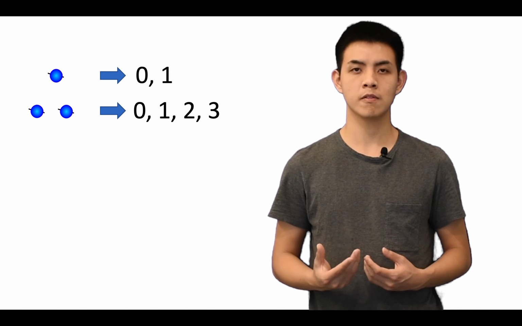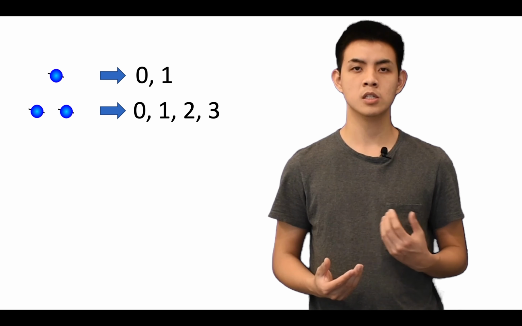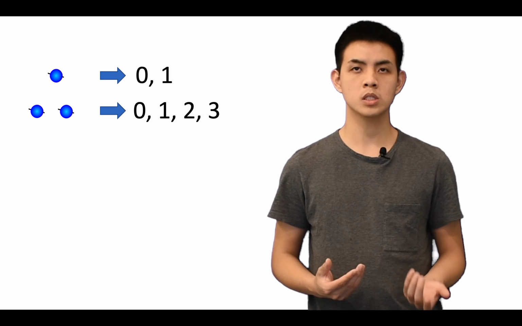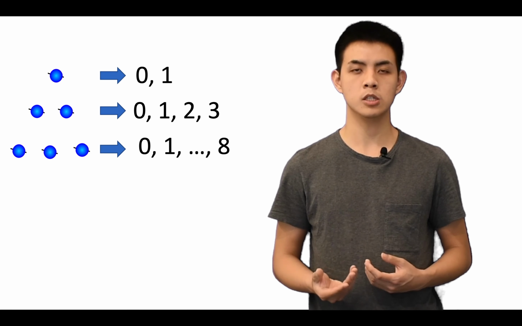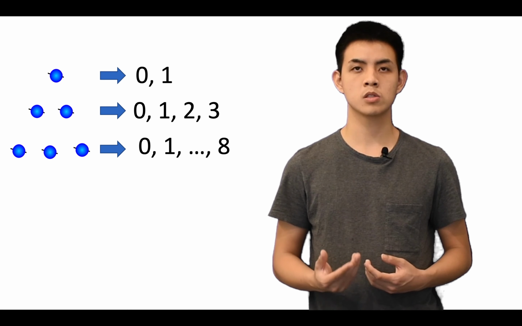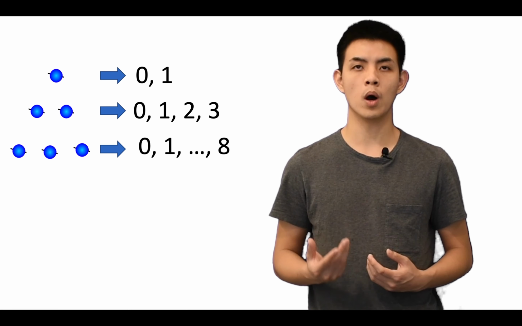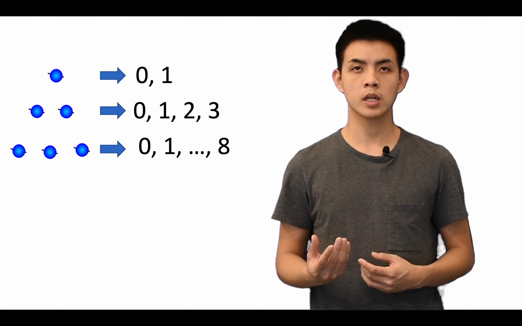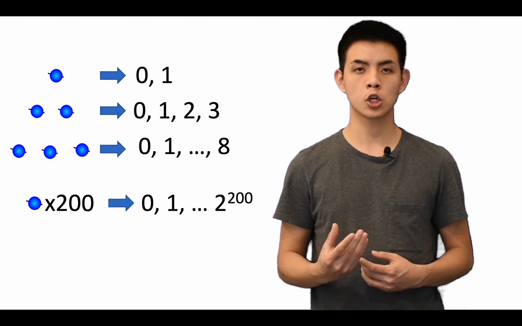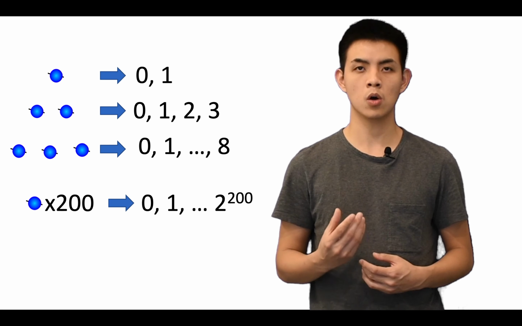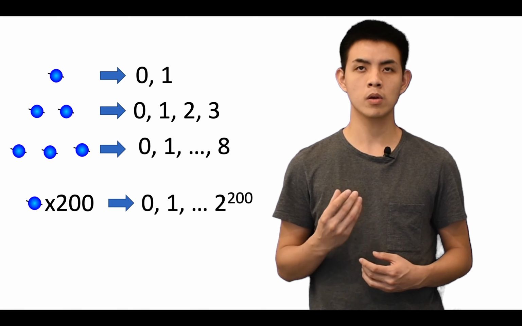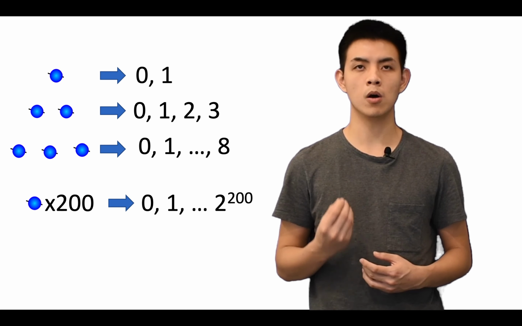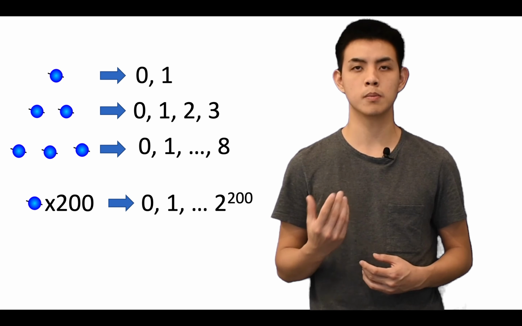When the memory block has two qubits, the block effectively stores four permutations: 00, 01, 10, and 11. Three qubits effectively store 8 permutations: 000, 001, all the way to 111. This scales up very quickly. If you are using only 200 qubits, it effectively stores all 2 to the 200 permutations. Note that the memory block not only has the permutations, but also has the probability of each permutation.